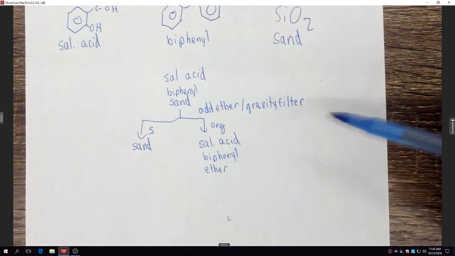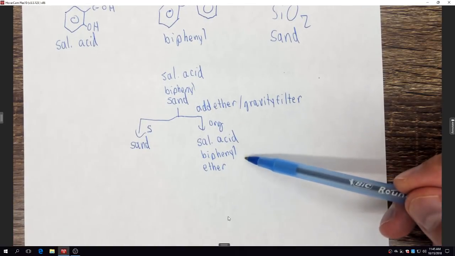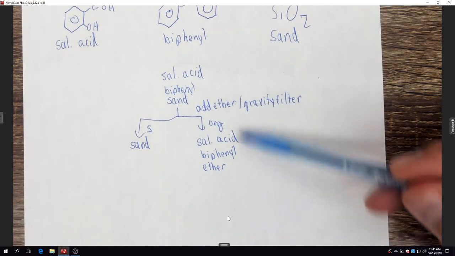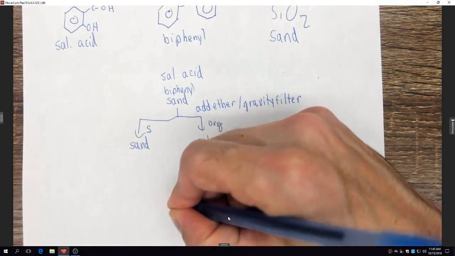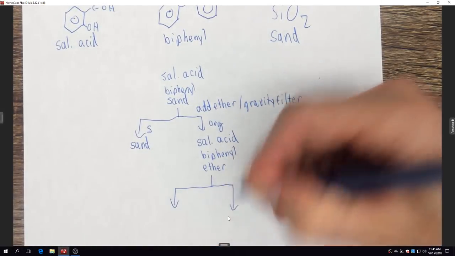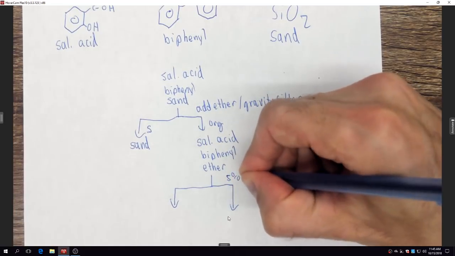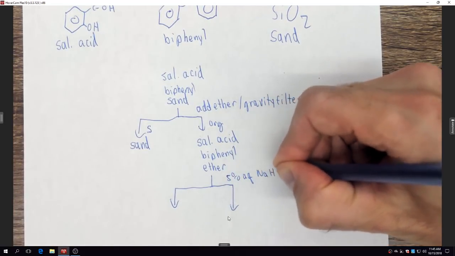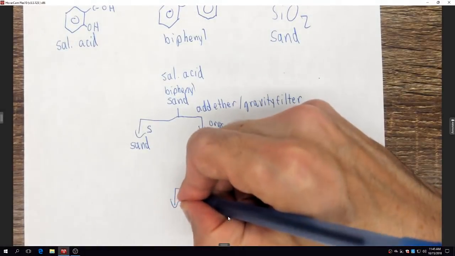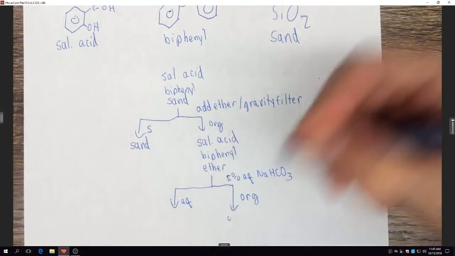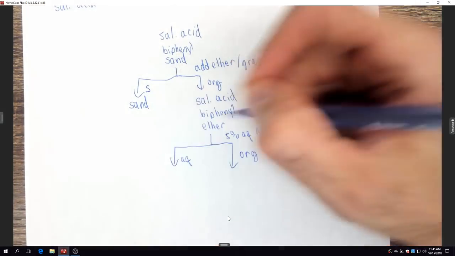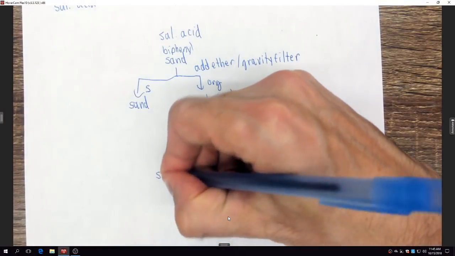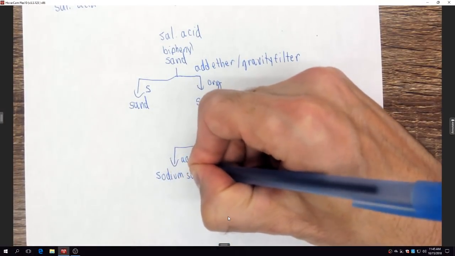Remember, our original goal was to separate salicylic acid and biphenyl. So if we can get one of the two molecules into the aqueous layer and leave the other one in the ether, we've accomplished our goal. So what we're going to do here in our separation scheme is we're going to put 5% aqueous NaHCO3. And we're going to end up with an aqueous layer and an organic layer. In our aqueous layer, we're going to have what we could call sodium salicylate.